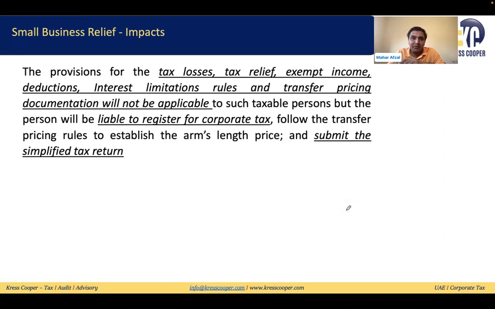They will be liable to submit the return, simplified tax return, and they will be liable to follow the transfer pricing arm's length principle. Documentation is not required, but the transfer pricing arm's length principle, pricing strategy, is compulsory even for the businesses that are opting for the small business relief.